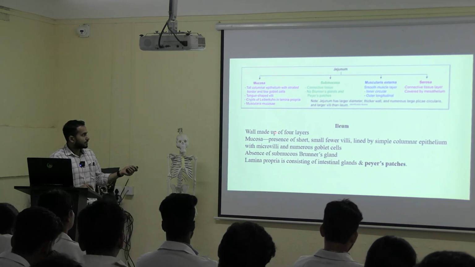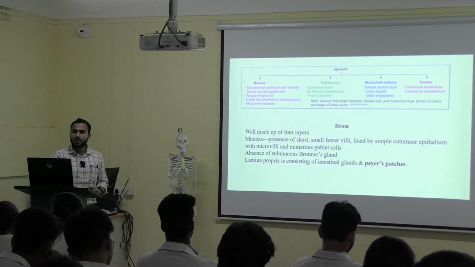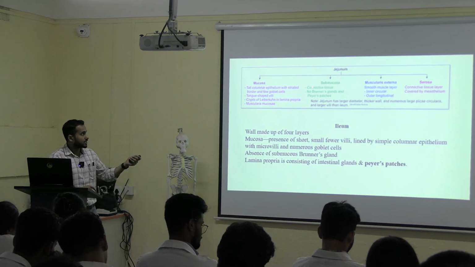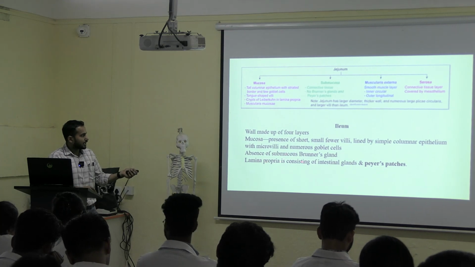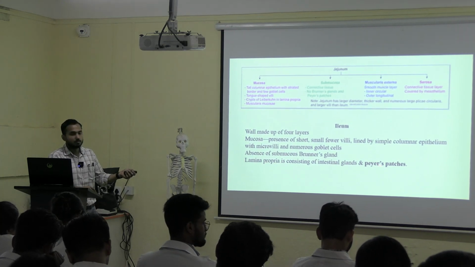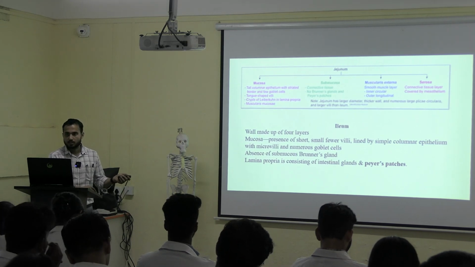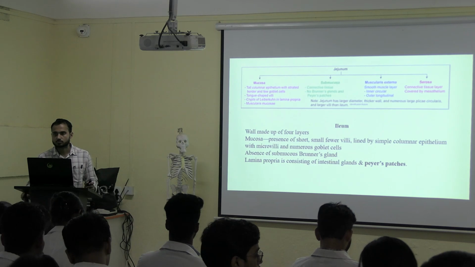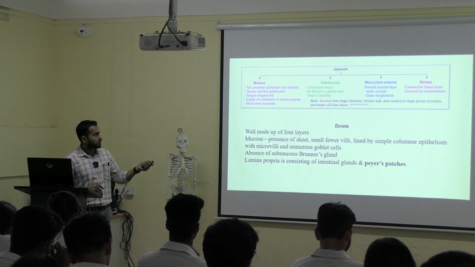Next, in case of ileum, everything is same. The difference is in case of villi, so only few villi will be there, and the length of the villi will be shorter as compared to the jejunum. Brunner's glands are absent. Now, lamina propria consisting of intestinal glands and Peyer's patches. Huge amount of Peyer's patches are present in lamina propria, and sometimes it is extending up to the submucosa. So that is the difference between the jejunum and ileum.